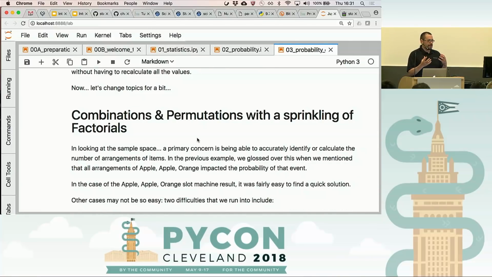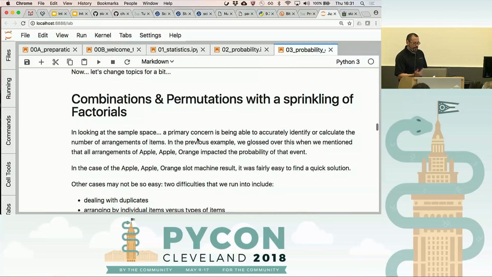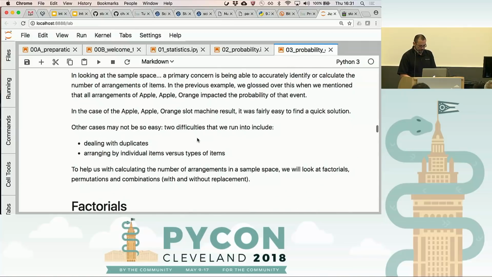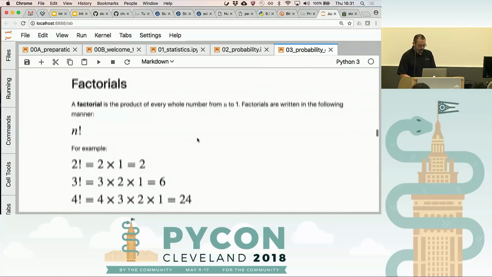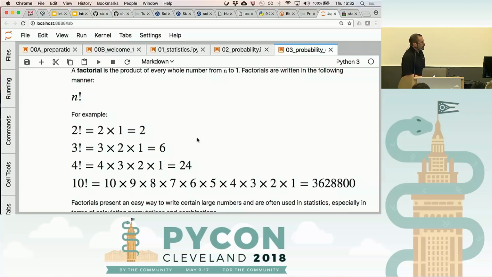But what if I had lots of things and I had all sorts of arrangements? Is there a way to do that mathematically and do it easier? That's where factorials, combinations, and permutations come into play. All right. We'll start off with factorials.